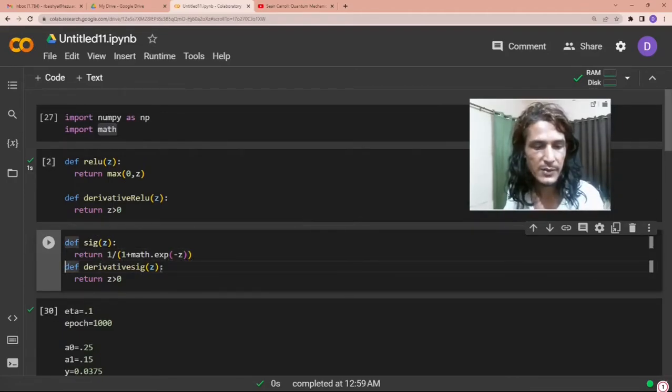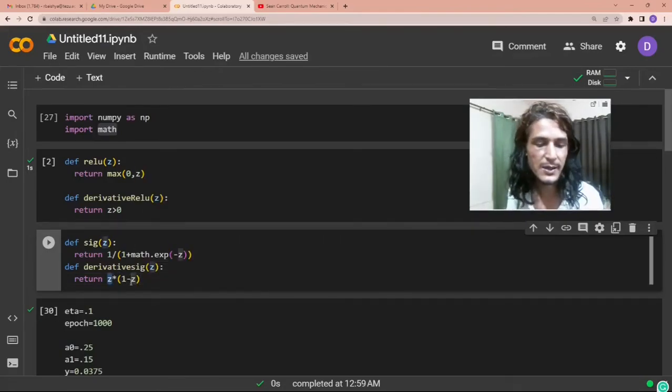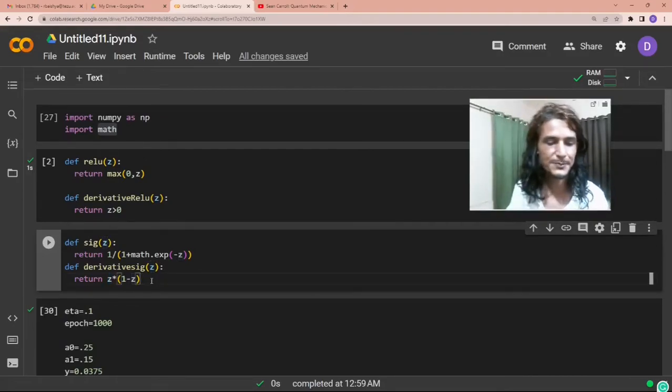And what is the derivative of the sigmoid function? If we pass sigmoid of x as the input parameter to this function, then the derivative is nothing but z multiplied by 1 minus z. If we assume that g is some sigmoid of x, in that case the derivative of the sigmoid function will look like g into 1 minus g. Okay, that's all. So our two functions are ready.